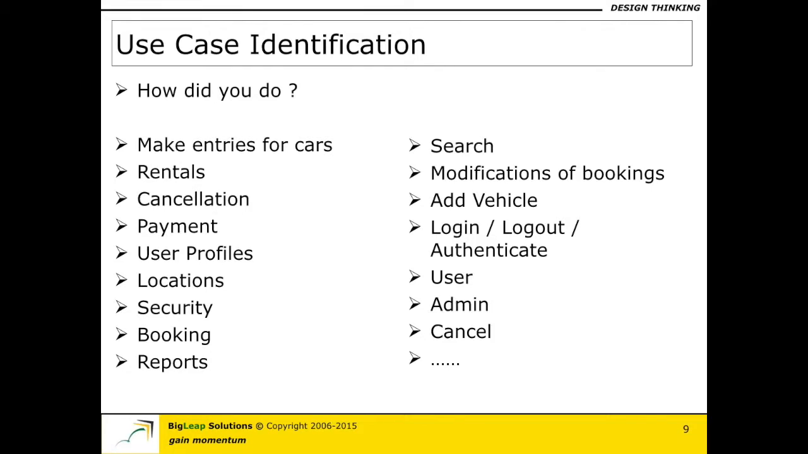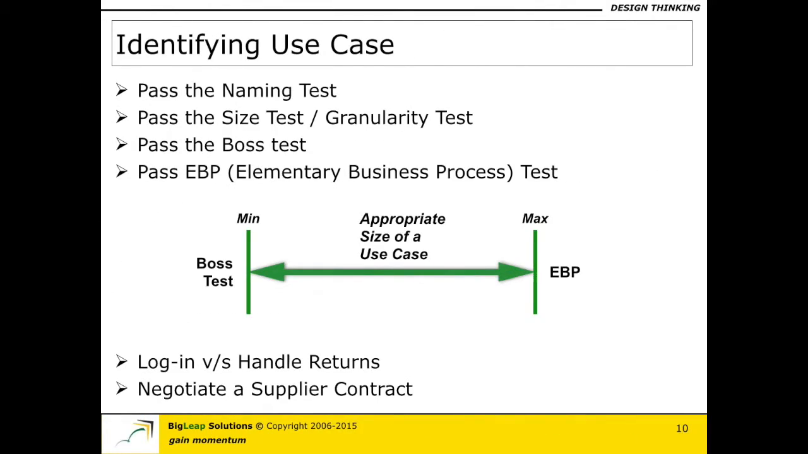Now let's see and learn the 4 tests that are provided by Craig Larman, which is going to help us with respect to use case identification themselves. Craig Larman, in his book Applying UML and Patterns, suggests the size test, the boss test, and the EVP test as a way of identifying use cases correctly. And I've added the first one, the naming test, to it. Now let's look at each one of them in a little bit of detail to understand how they help us in identification of use cases. By the way, if you have a use case that passes all these 4 tests, that means you're on the right path with respect to identifying a use case.